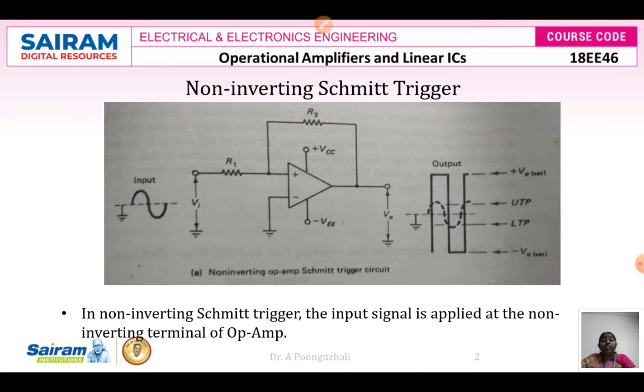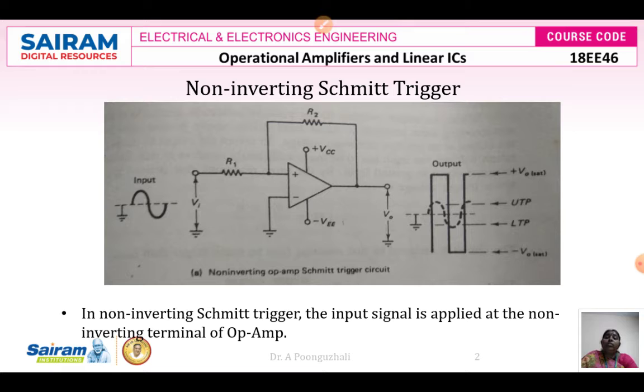In a non-inverting Schmitt trigger, the input signal is connected to the non-inverting terminal of the operational amplifier. First we will assume that the output is at plus Vsat. When the output is at plus Vsat, it is connected to the input through the feedback resistance R2, which means you are giving positive feedback to the circuit. So the output voltage is fed back to the input through the resistance R2.